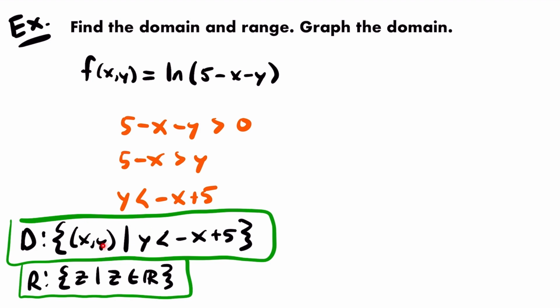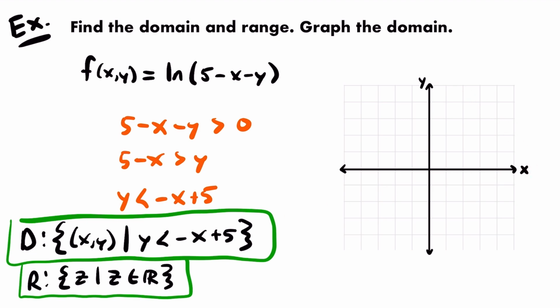Okay, so now we have the domain and range for this multivariable function, but now let's graph the domain. Make sure to include both an x and y axis, because the domain is in terms of x and y. And so what we want to do is graph this inequality: y is less than negative x plus 5.